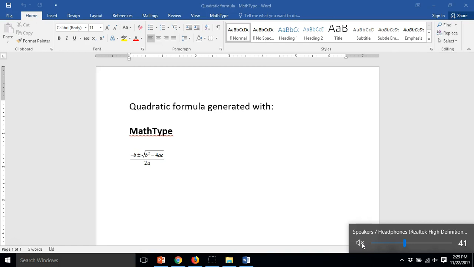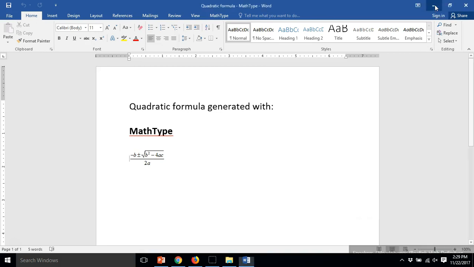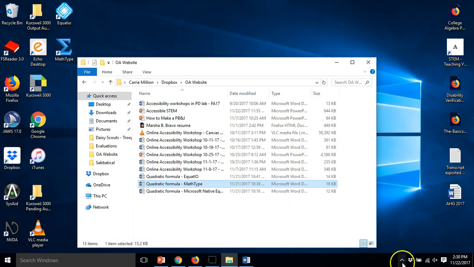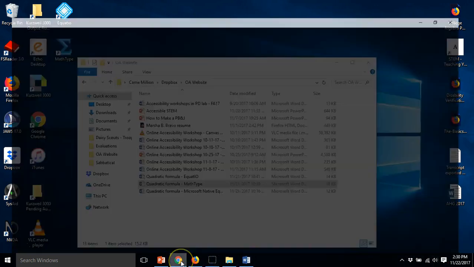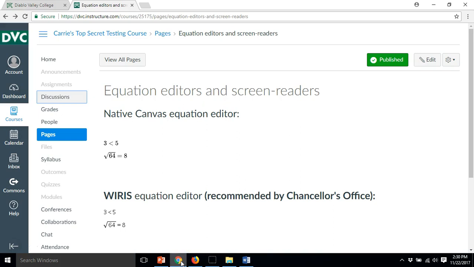Well, let me show you how the Whereas Equation Editor sounds, because you saw it on your desktops, but I'll show you what it sounds like. Running text, no speak, volume, mute, equation editors and screen readers. Top secret testing course window, equation editors and screen readers. Okay, so I'm going to do some keyboard commands just to get us there faster.